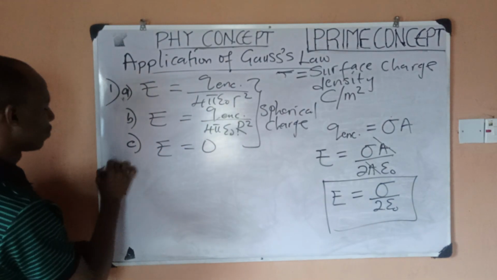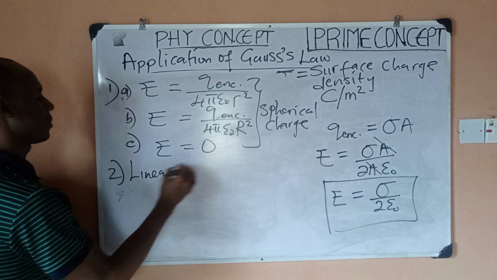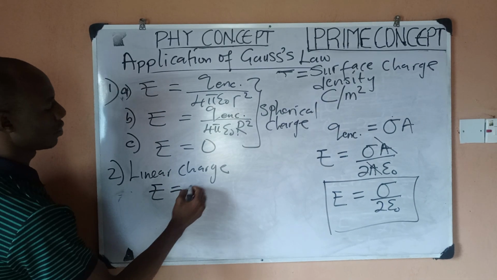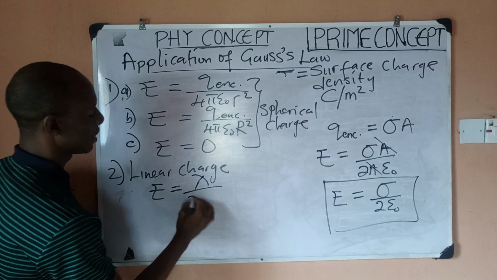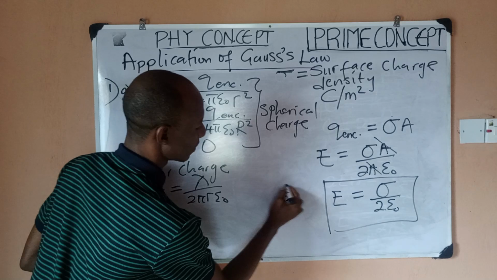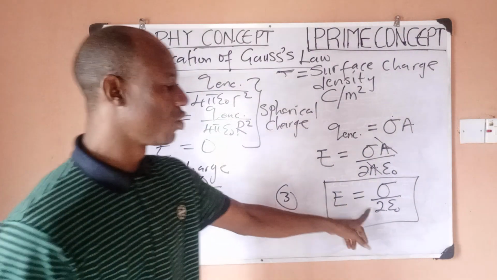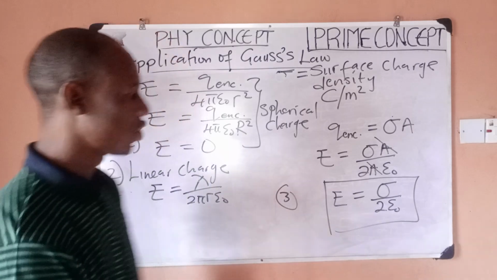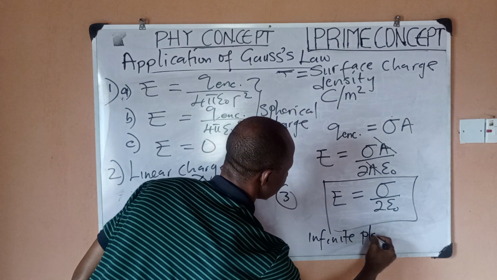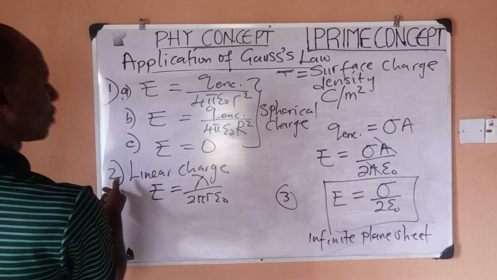Then number 2 relationship we got is due to linear charge distribution, and we said it is E equal to lambda divided by 2 pi r epsilon naught, right? And then number 3 is what we have here. So take note of these relationships. Number 3 is due to what now? An infinite plane sheet of charge. So these are the 3 things, 1, 2, and 3.